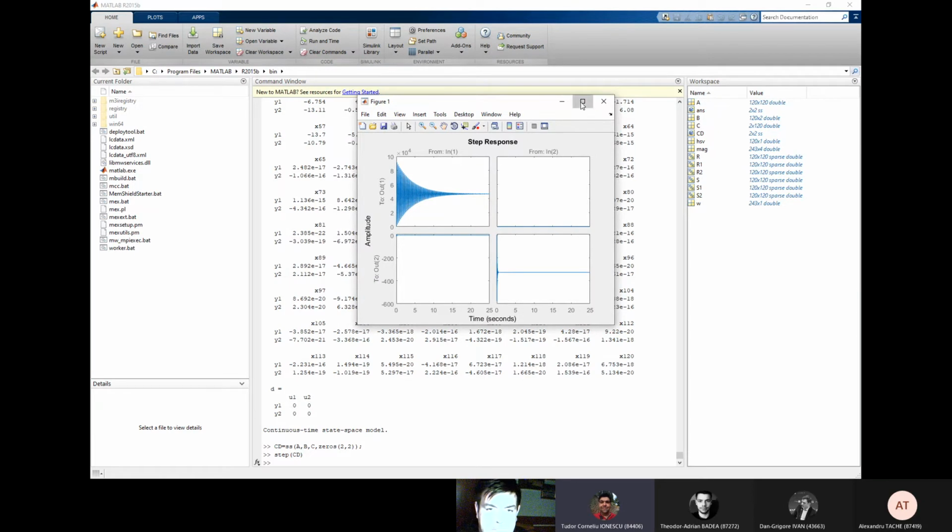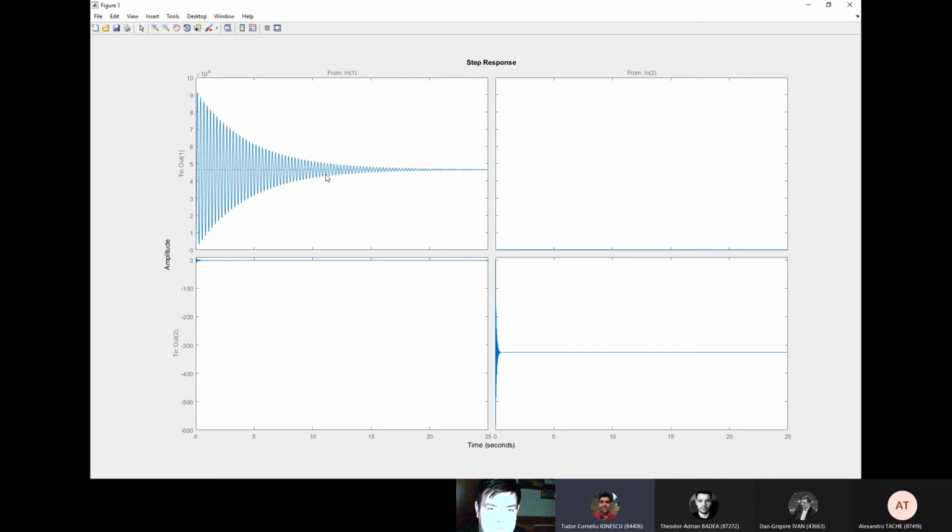Okay. Can you see this plot? Yes. Okay, so look at this plot. This is the step signal of all the outputs with respect to each input. So from input 1 to output 1, from input 2 to output 1, from input 1 to output 2, from input 2 to output 2.